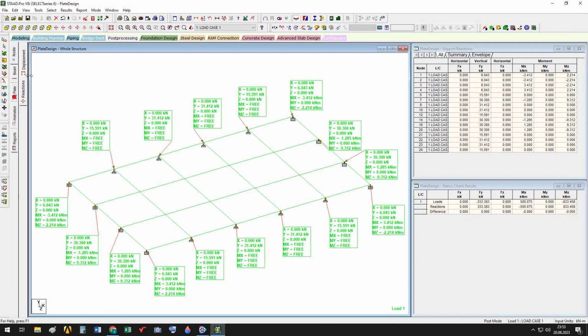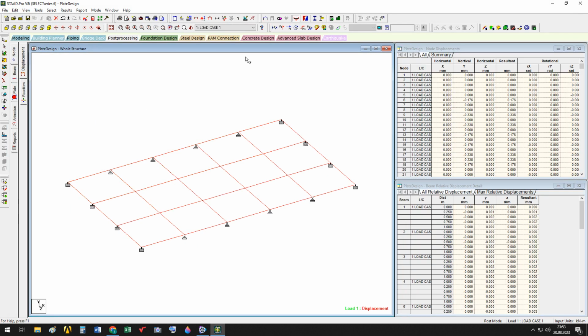We can see reactions and displacements. We can see also displacements by clicking to here and then pressing on the control button and playing with the scroll button of the mouse. We can see some beam stresses, plate stresses, bending.